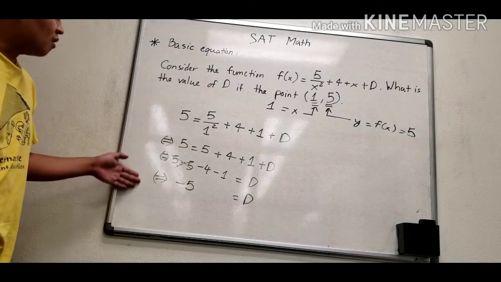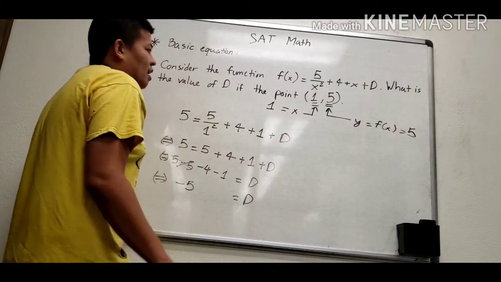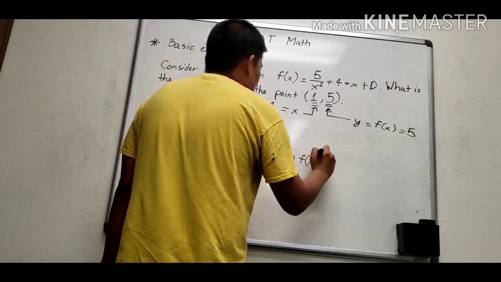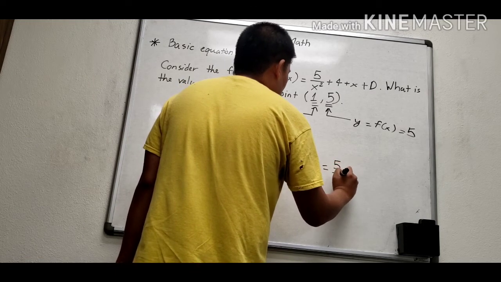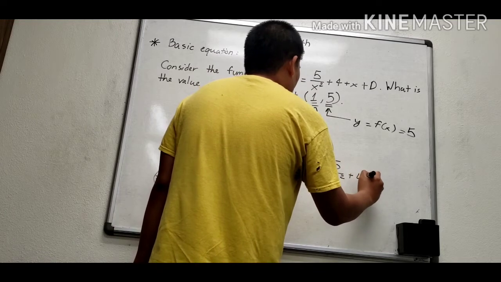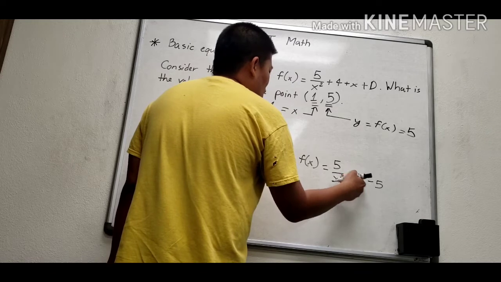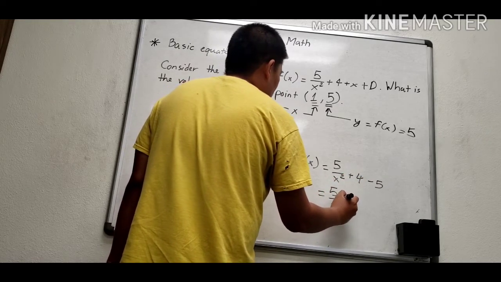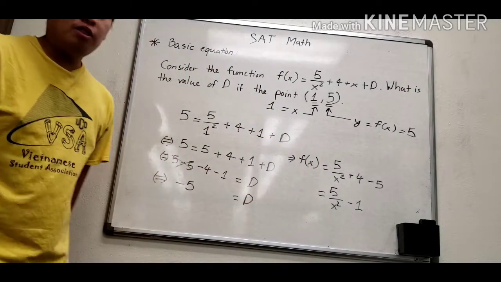So that you just calculate the value of this in this equation, and we can conclude that the function f(x) is 5 over s power 2 plus 4 minus 5. So we have 4 minus 5 in here. So we have 5 over s power 2 minus 1. So this is the function of f(x).